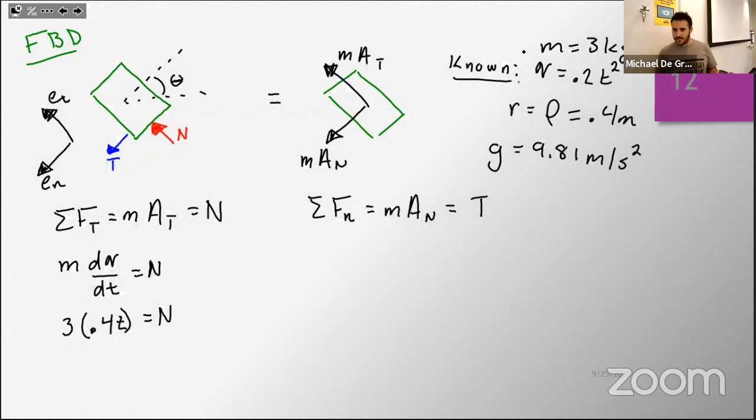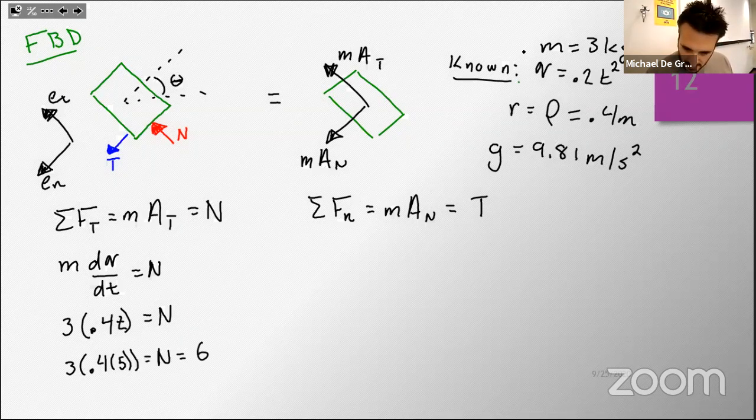Three times 0.4 t is equal to N. And the problem statement said to analyze this at 5 seconds. So if I plug in 5 seconds, I get 6 newtons. Okay. Nice. Right? So that's cool.